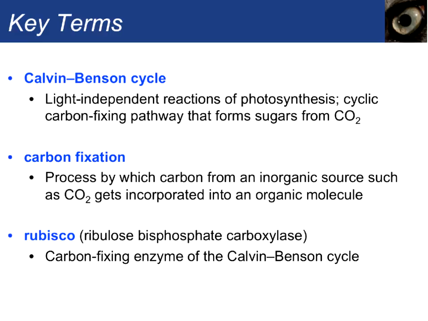Rubisco, another name for which is ribulose bisphosphate carboxylase, is the carbon-fixing enzyme of the Calvin-Benson cycle. Rubisco is an enzyme that is going to take the carbon from carbon dioxide and start the process of forming a sugar.